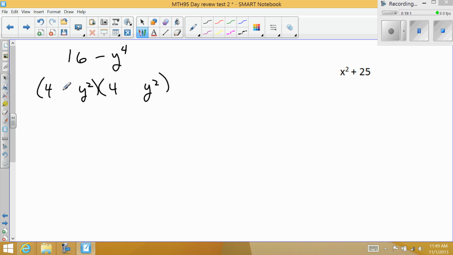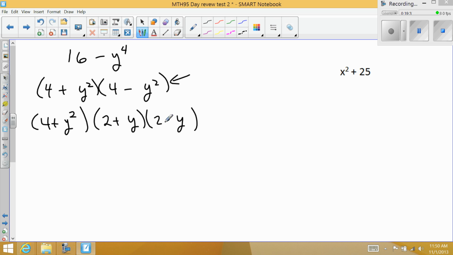To get the subtract, we need a plus and minus, much like the previous problem. And then what's interesting about this one is we can factor this factor a little further because it's 2 squared subtract y squared. So this one would factor down, would still have the 4 plus y squared, and then the 4, we can factor to 2 times 2, and the y squared to y times y, plus and subtract. So this one we can actually factor down to 3 factors.